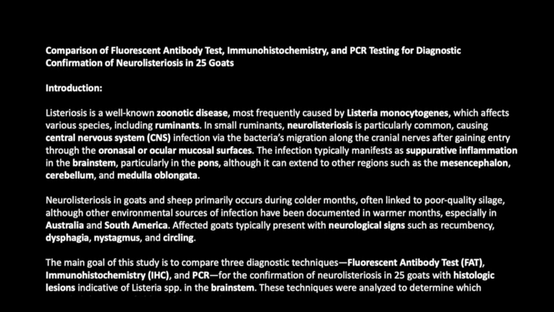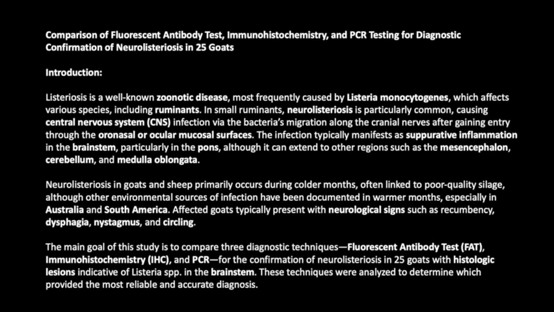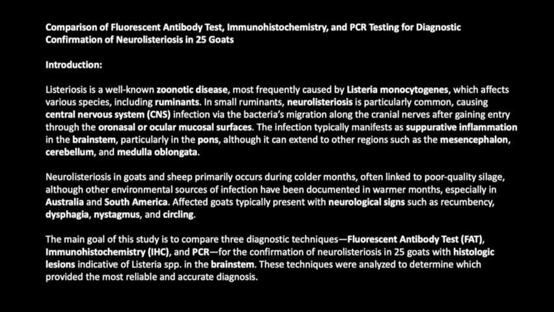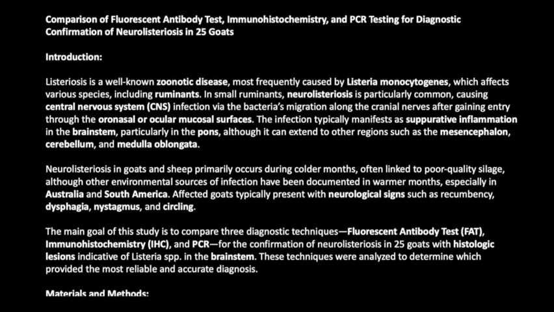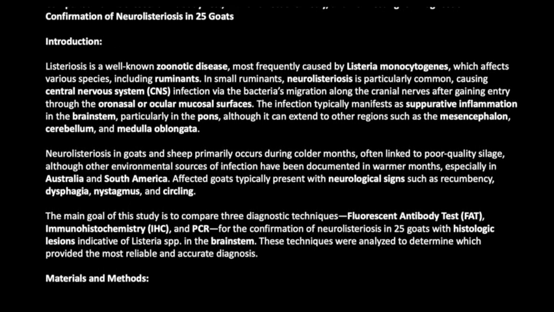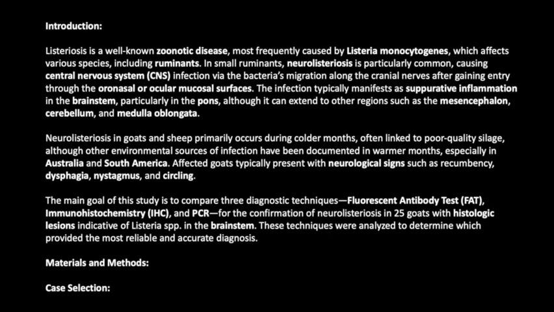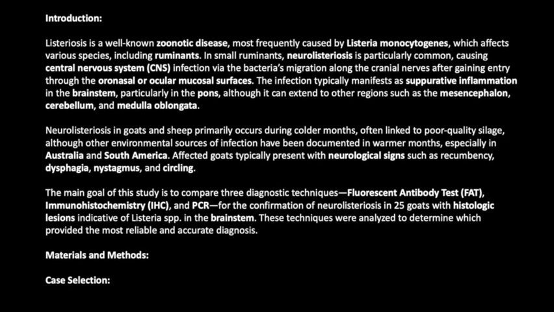In small ruminants, neurolisteriosis is particularly common, causing central nervous system, CNS, infection via the bacteria's migration along the cranial nerves after gaining entry through the oronasal or ocular mucosal surfaces. The infection typically manifests as suppurative inflammation in the brain stem, particularly in the pons, although it can extend to other regions such as the mesencephalon, cerebellum, and medulla oblongata.